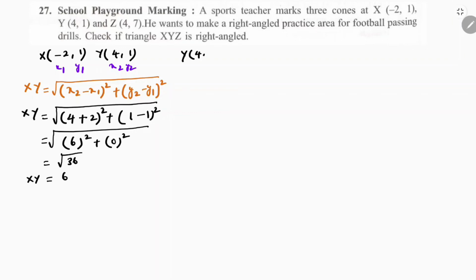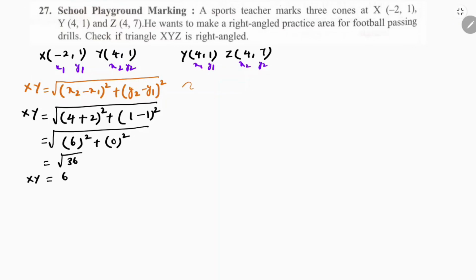Now I'll find the distance between Y and Z. Y is (4, 1). Z is (4, 7). If you observe, if the x coordinates are the same, then directly it is mod of y2 minus y1. So mod of 7 minus 1 gives 6. So the distance between YZ is 6, but here I'll calculate by using the formula with x1, y1, x2, y2.